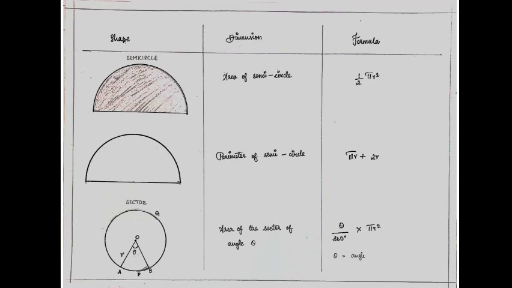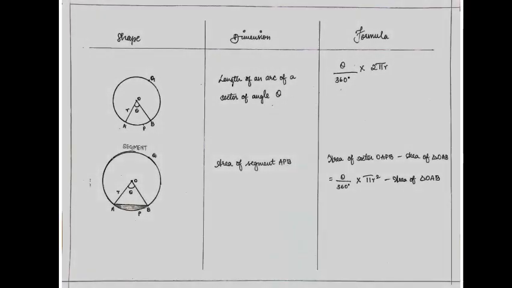And next is sector. In this sector, we are going to find the area of the sector of angle theta, which is equal to theta by 360 into pi r square. The angle we take it as theta. In this, we are taking OAPB is the minor sector and OAQB is the major sector.